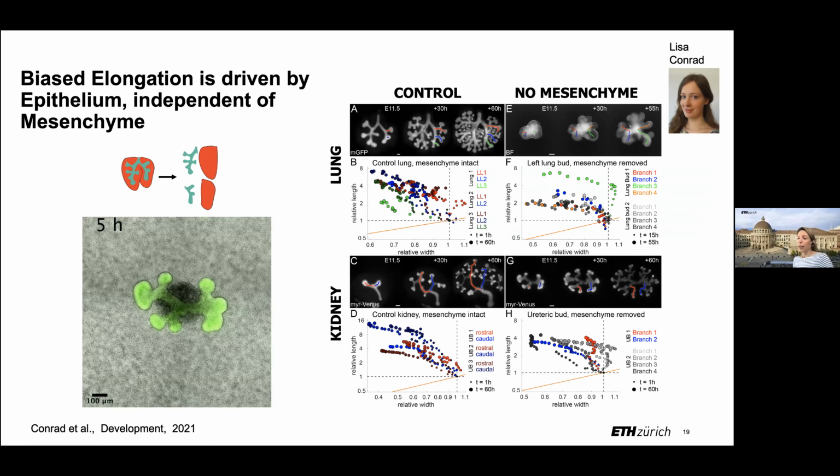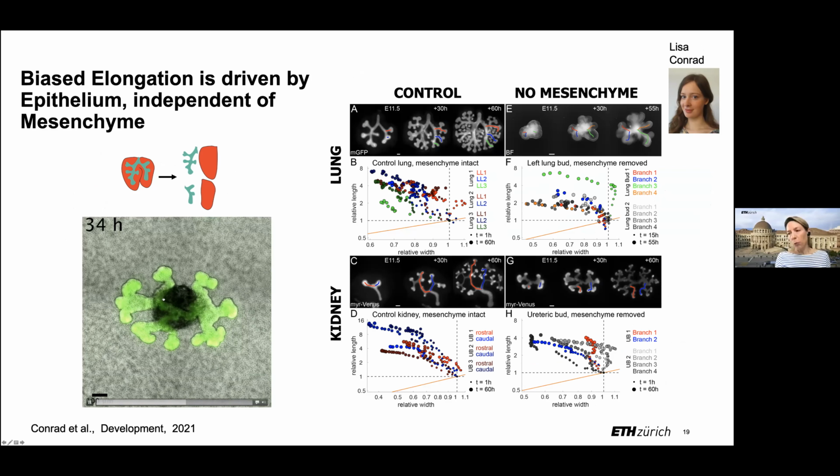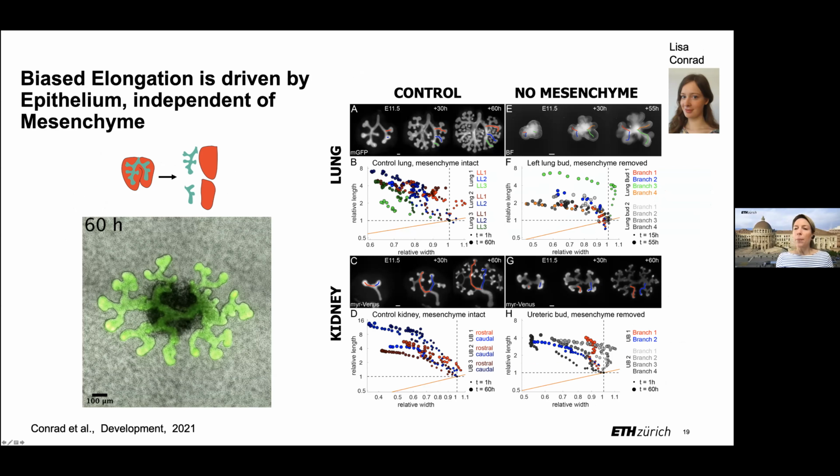The next thing we tried was we removed the mesenchyme. So the mesenchyme that surrounds the epithelium, we put the epithelium in matrigel, and we measured the outgrowth both in the lung and in the kidney. In both cases, we're still seeing the same bias in outgrowth. And so that means also the mesenchyme that is surrounding the epithelium is not required for that bias.